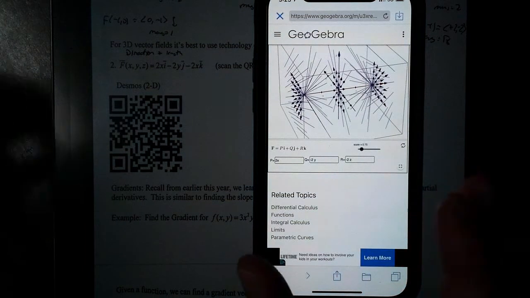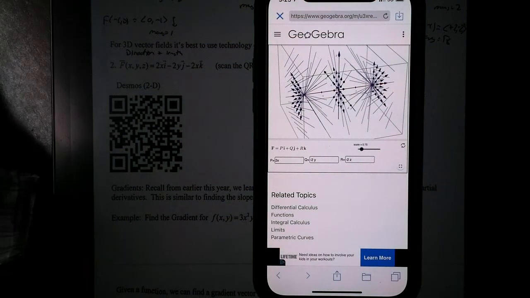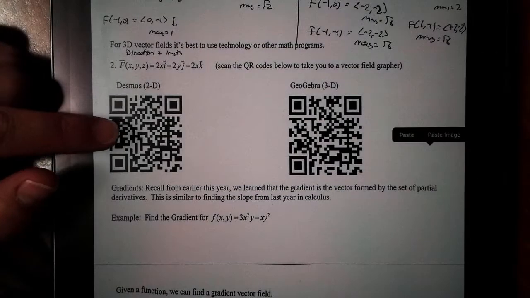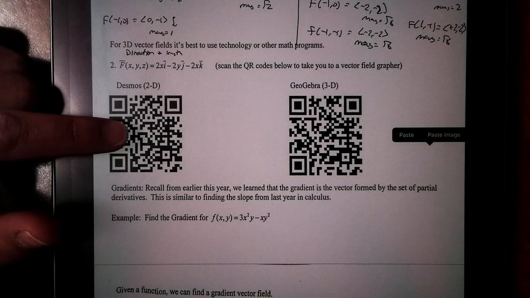All right. Anyway, so that's GeoGebra right there. So yeah, definitely go ahead and play around with that. It's kind of fun. You can also use Desmos. Desmos has a really good two-dimensional one.